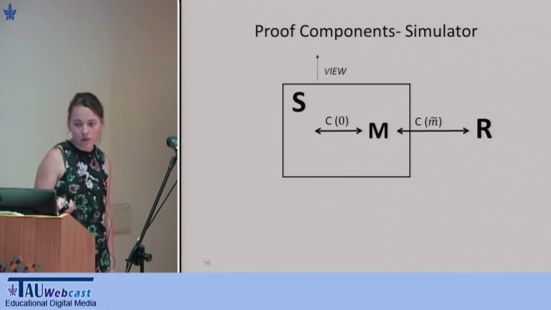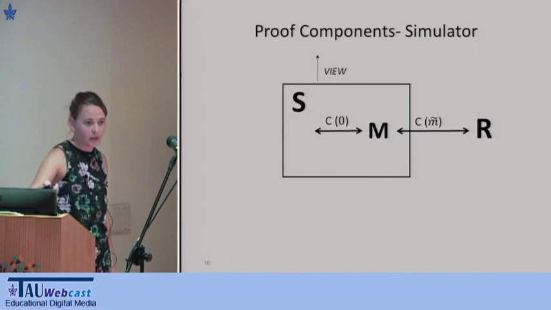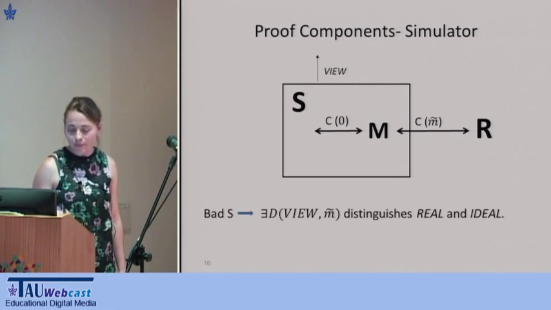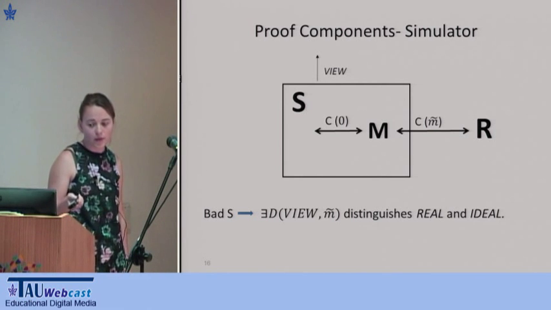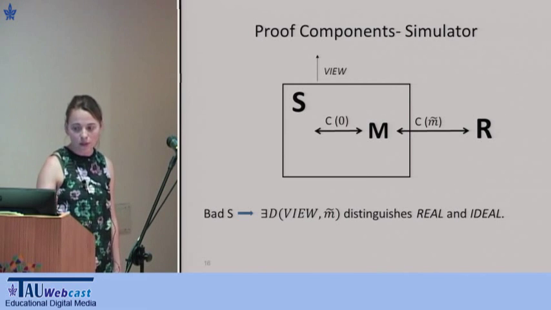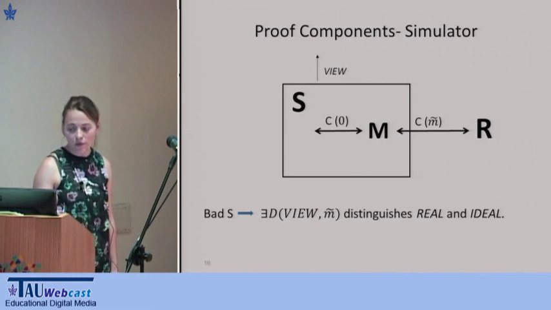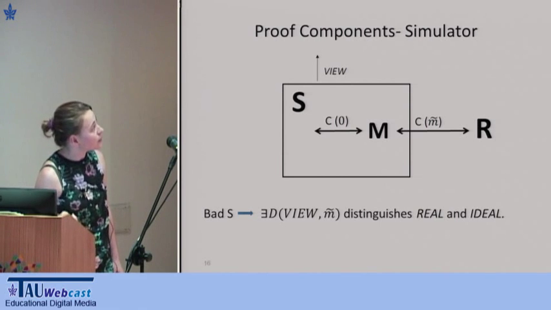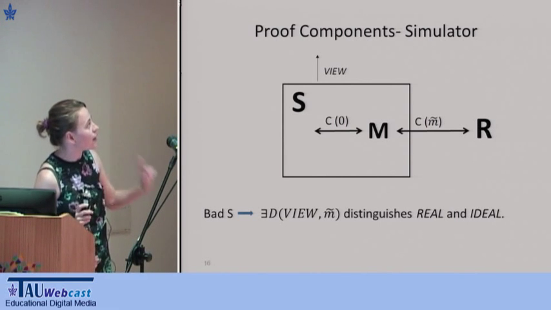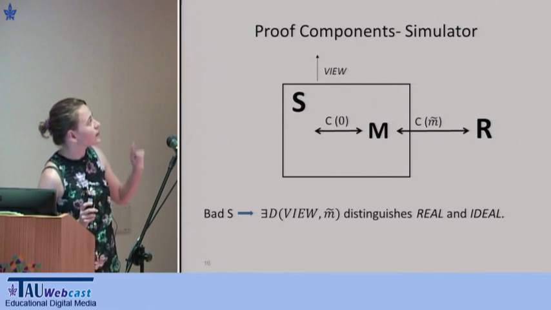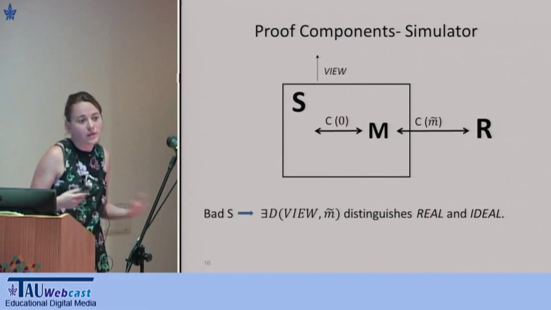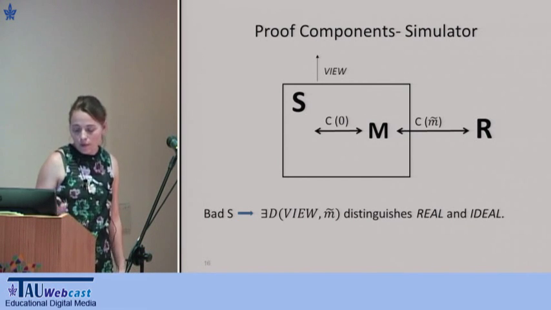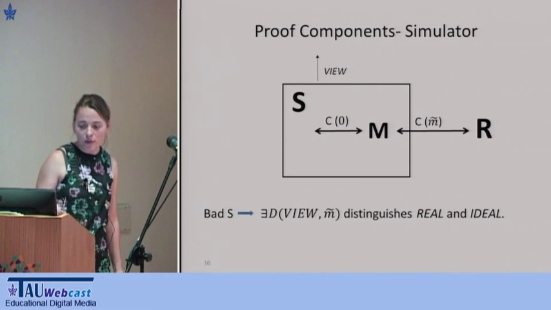At the end of this execution, he will output the simulated view of the internal man in the middle. So if S is not a valid simulator, by definition it means that there is a distinguisher that, upon receiving the view and the message committed on the right, will be able to distinguish the real and the ideal execution. And in particular, it means that this distinguisher can break hiding, because in the simulated execution the man in the middle received a commitment to 0, and in the real execution he received a commitment to some other value. So in general, we can use this distinguisher in order to break hiding.